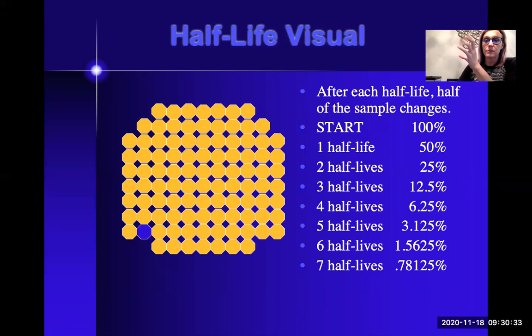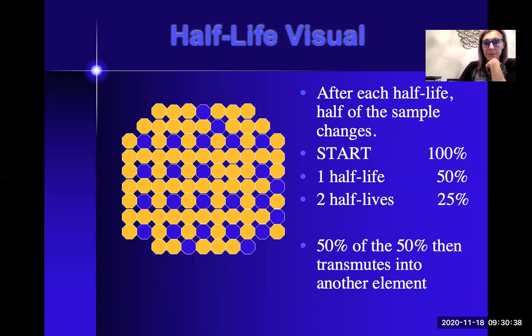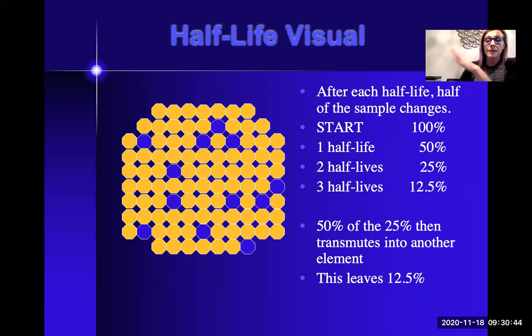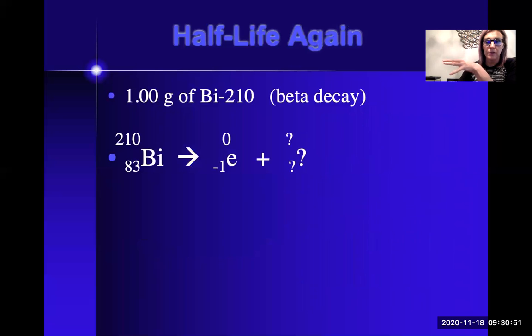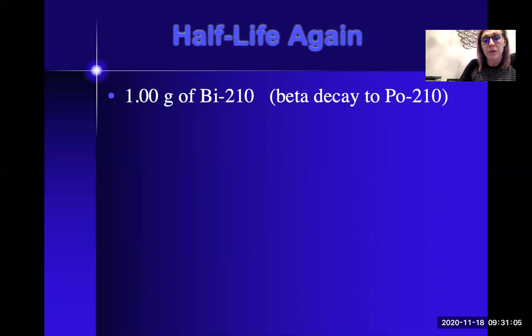You take the 50, and then you half it, and half it, and half it. It never really goes completely away. But up here it says 50% then transmutes into a different element, 50 of the 50. Then 50 of the 25 transmutes into another element. This leaves 12.5, and it just keeps going and going. So for example, if you had 1 gram of bismuth-210, it's a beta decay, and that changes into polonium.